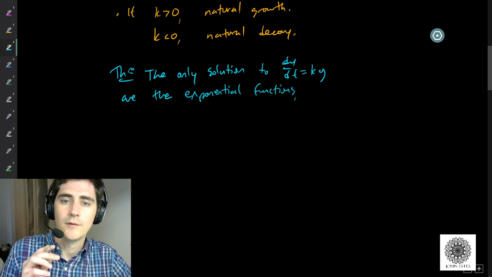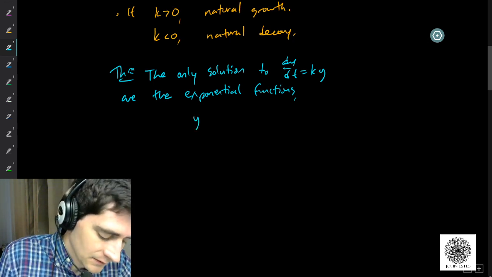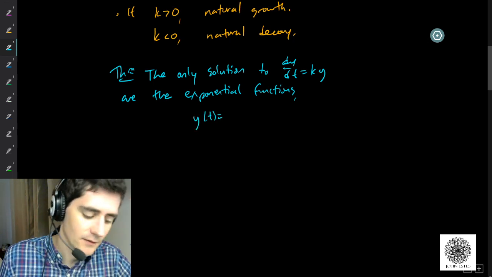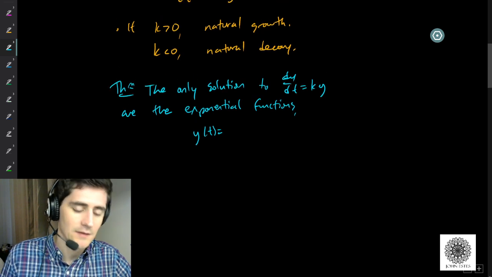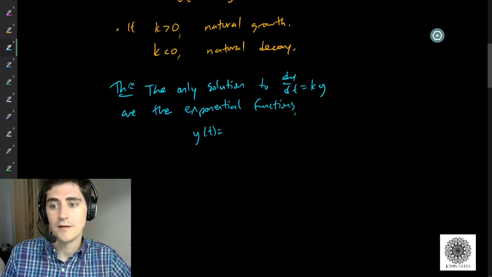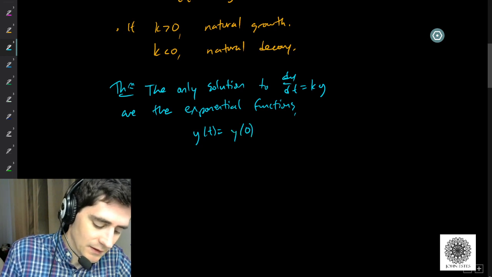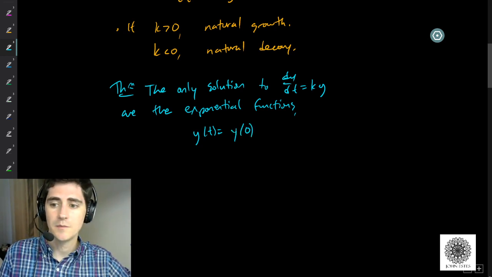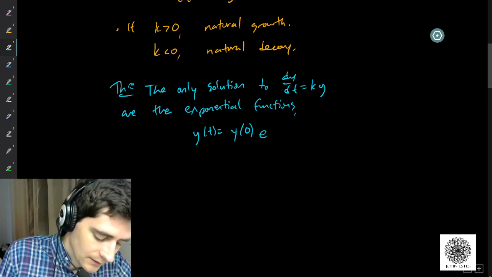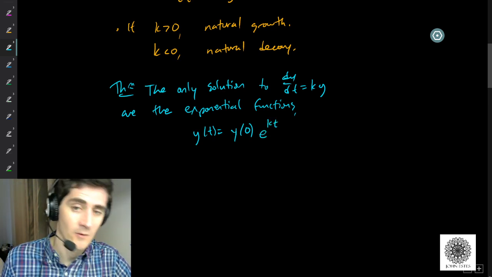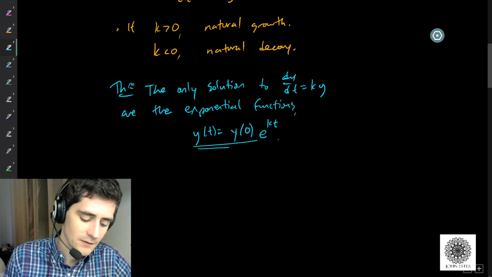Okay, and what you end up with as a solution is that the function y of t, the one that when you take the derivative you get the thing times a constant, is y of 0, so it's kind of like a starting point, like your initial population, e to the kt power, and that's your solution.